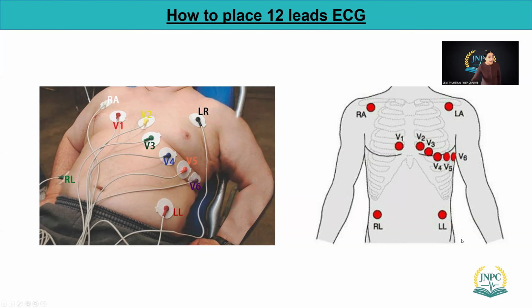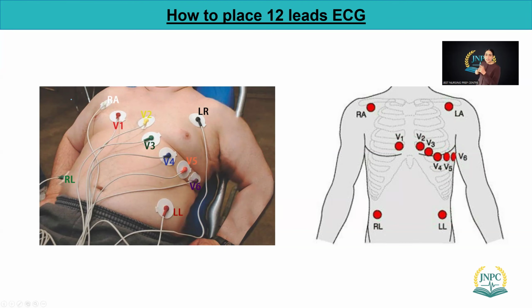Okay. All right. So let's talk about ECG. How do we place them? Okay, so we say it's 12 lead again. It's not 12, it's 10 actually. So why do we say 12 lead? Because it just gives us 12 views. So we have 4 for our limbs. If you can see here, right? So right arm, left arm, right leg, left leg. Okay, so those are for the limbs.